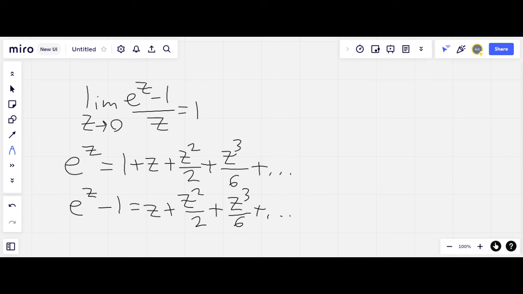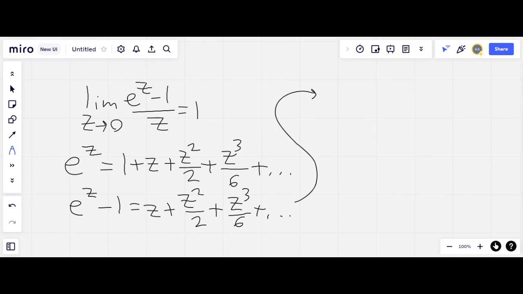Okay. So now what we want to do is we want to take this series and we want to divide it term by term by z. Because what we're dealing with up here is (e^z - 1)/z. So we want to divide everything by z, term by term.